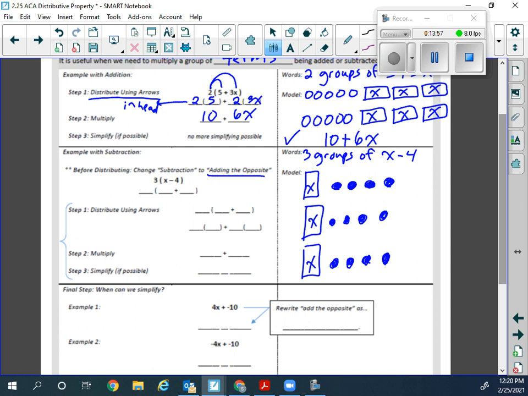So we can say 3 groups of x plus negative 4. You can say that if you want to. Some people like to have it with addition. It doesn't really matter. Okay? So 3x plus negative 4. It says to distribute with the arrows. So that means I'm going to do 3 times x and 3 times negative 4.